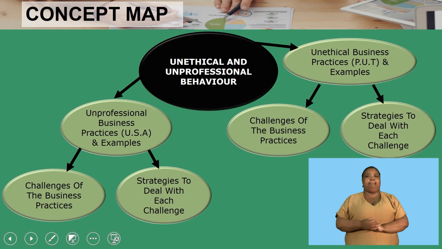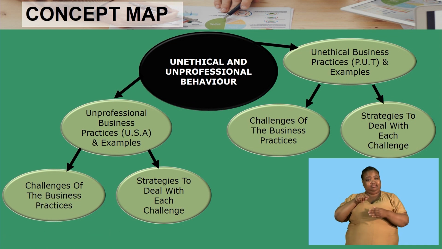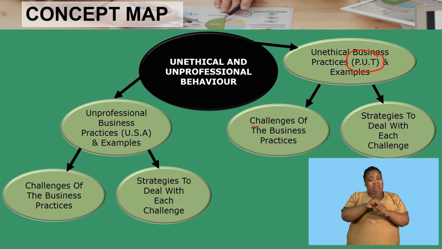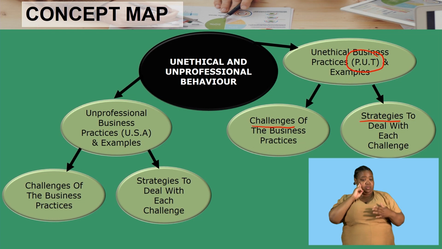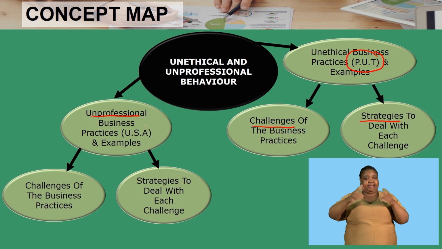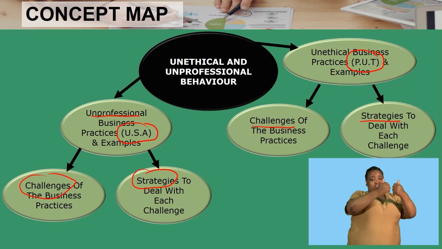Then we move on. We've got our concept map. Throughout this lesson, we've got the journey that we're going to take. The journey will start from here, the unethical business practices. Can you see? I've made my PUT. Then there are the challenges. For every challenge, there is a strategy. This is our journey. Then we've got another journey of unprofessional business practices. As you can see, we've got our USA again, challenges and also strategies. For every challenge, there is a strategy. Please do not forget that.